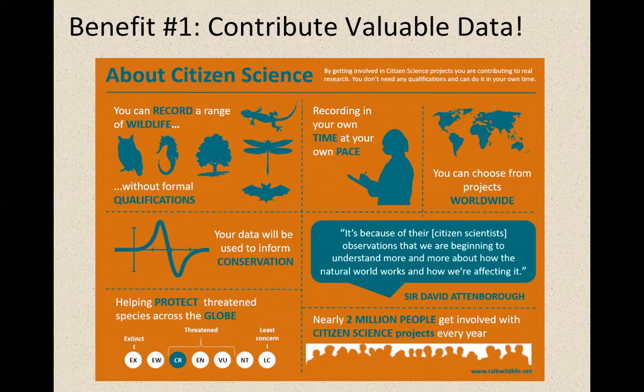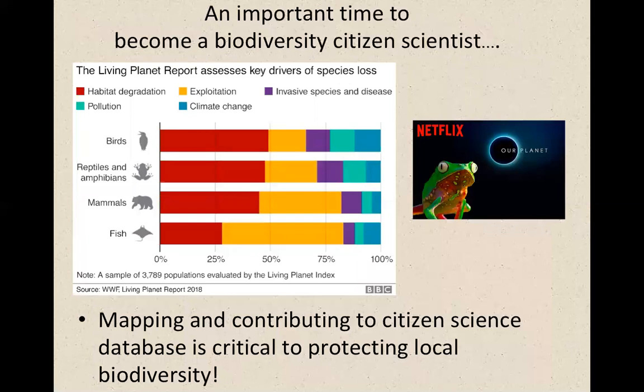It's awesome. And all of these efforts are basically helping to protect threatened species across the globe, creating a biodiversity database that people can use to really drive management decisions. And nearly 2 million people a year are now involved in citizen science projects, which is really awesome. So, just something to be mindful of. You're part of something bigger, and it's fun while you're doing it. And now is honestly an awesome time to become a biodiversity scientist. Not only a great time, but a really critical, important time.